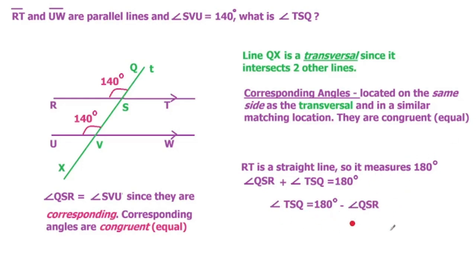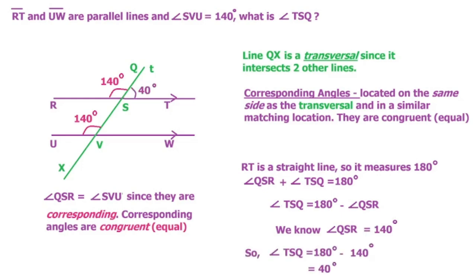So now we're trying to find angle TSQ. So let's move this variable over to the other side so it becomes negative. So angle TSQ equals 180 degrees minus whatever angle QSR is. But we know what angle QSR is. It's 140 degrees, right? So we just plug in the numbers. Angle TSQ equals 180 degrees minus 140 degrees, which equals 40 degrees.